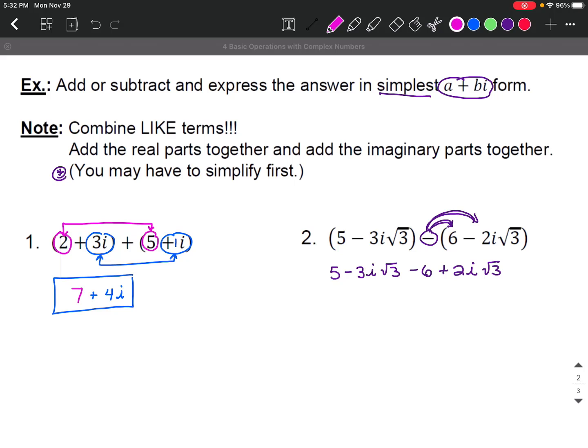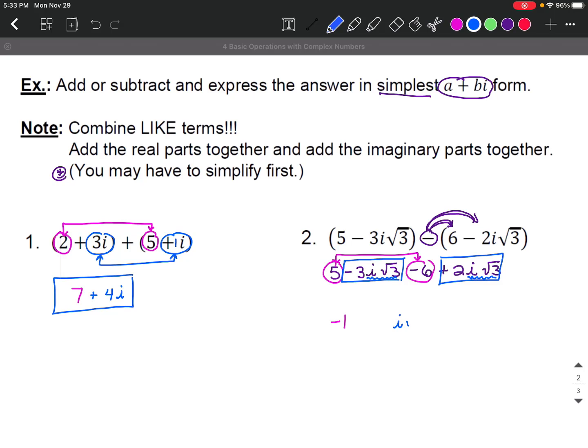Now we're going to take our real parts, 5 plus a -6. What's 5 minus 6? 5 minus 6 is -1. Now our imaginary parts, -3i radical 3 and a positive 2i radical 3. Notice they are like terms. They are both i radical 3's.